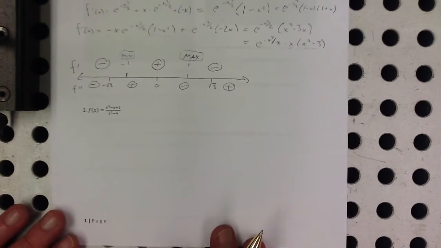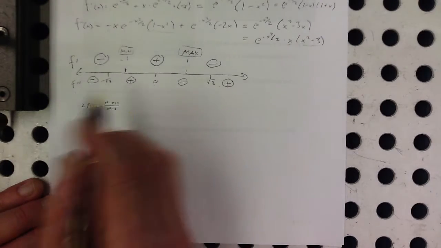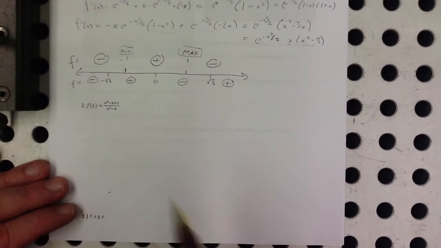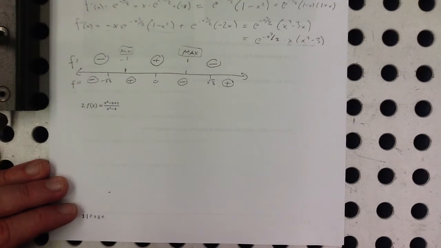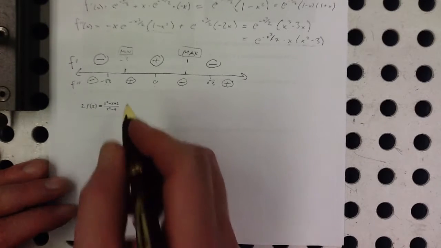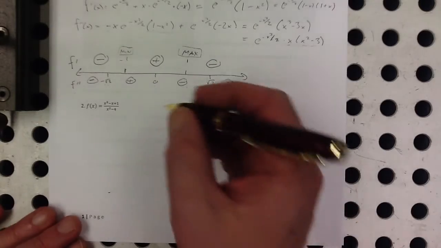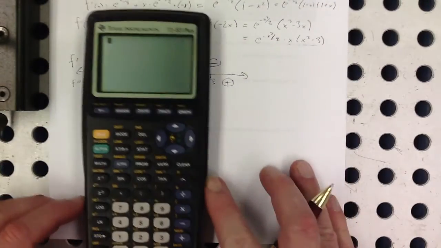Now, this one, I'm going to do the same thing, but I'm going to generate this pretty much entirely with my calculator. So there's a couple ways you could go here. You could find the derivative of this by hand and then graph that, or you could, if you're going to use your calculator, then you could graph the derivative using your calculator, and I do want you to know how to do that.